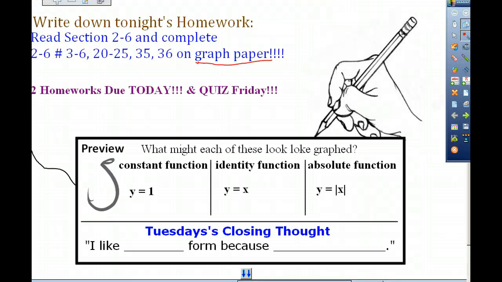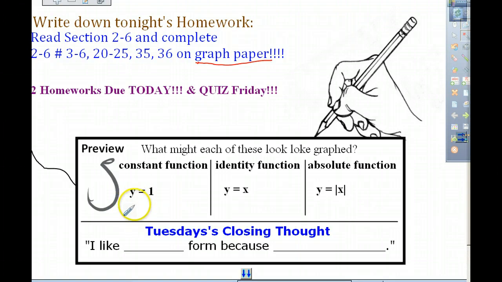So we're going to do a little review. We're going to build you up to what all this stuff means. You have to know a little bit of vocab. That's not a problem, though. Here we go. What would all these look like? What would y equals 1 look like?